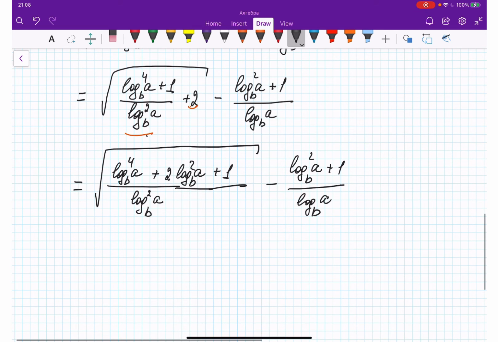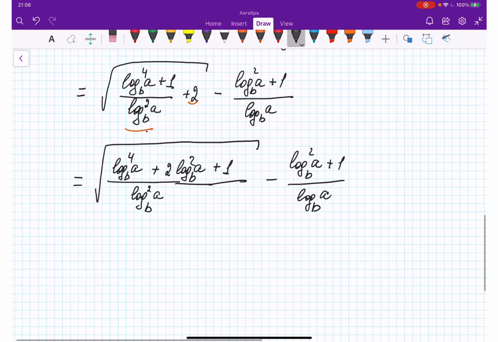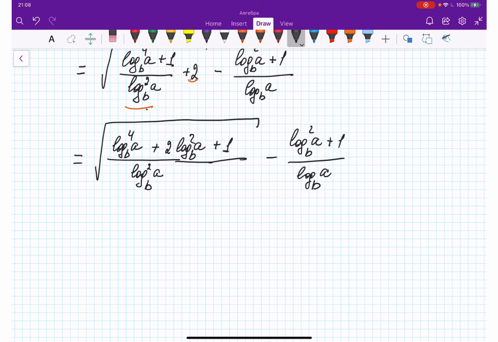Okay, from here we are getting this expression in the numerator. It's going to be logarithm a by base b squared plus 1 and divided by log a by base b. All this is going to be squared, right?